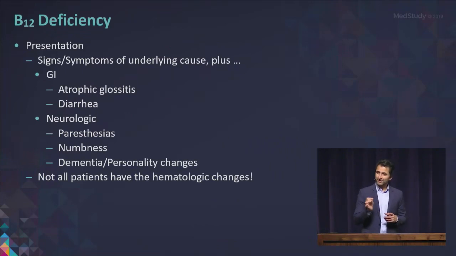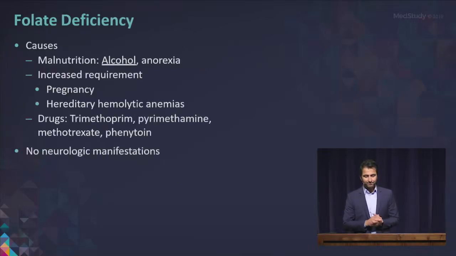You can sometimes see GI signs and symptoms, but the neurologic ones are the ones that we all remember and recall, right? So you can get a sensory neuropathy, you can get paresthesias, numbness of the extremities, and in more severe cases, dementia and personality changes. And sometimes patients can present with these changes without necessarily having the hematologic changes.